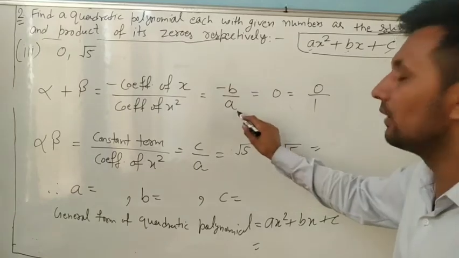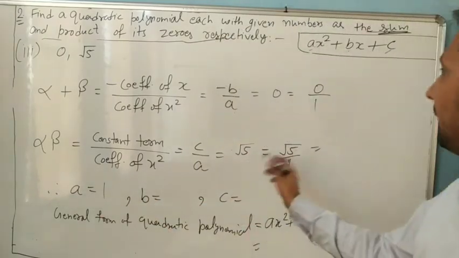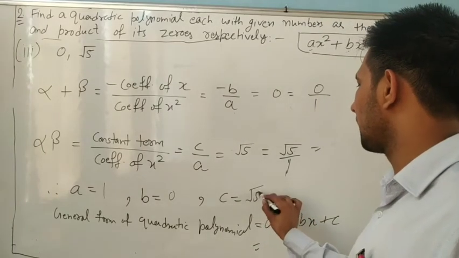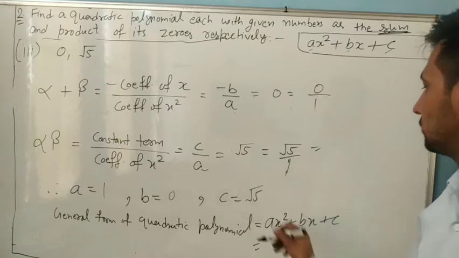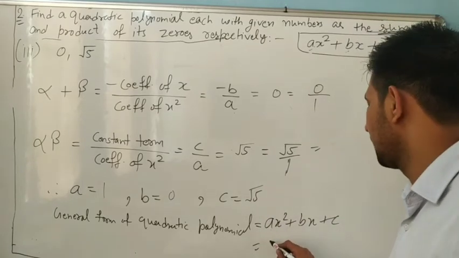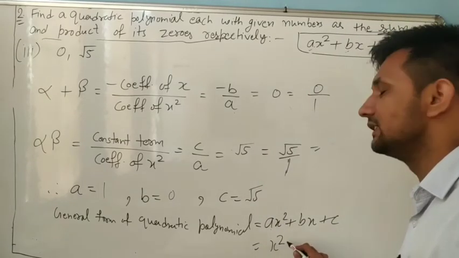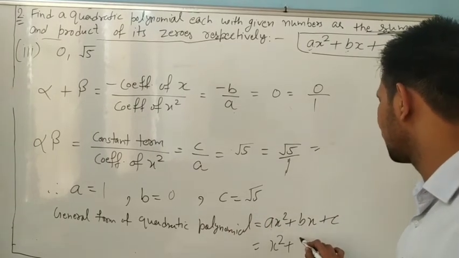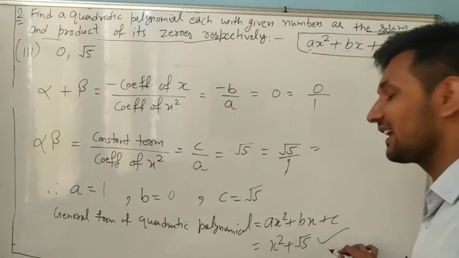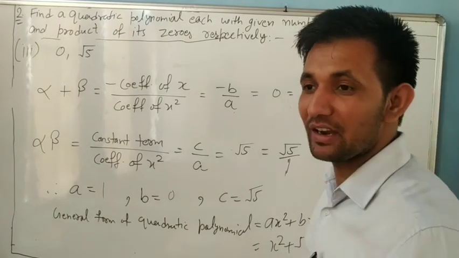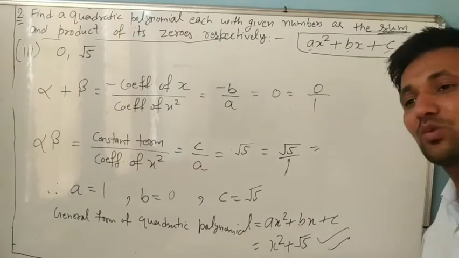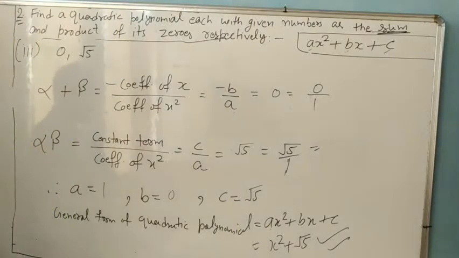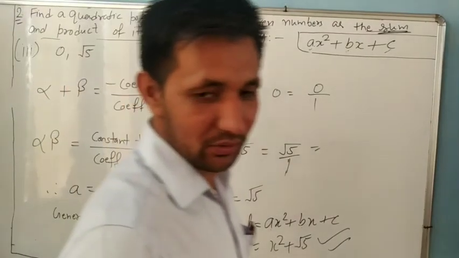So what is the a value? 1. B value? 0. C value? Root 5. And what is the answer? A is 1, so x square, plus b is 0, 0 into x is 0, plus c, plus root 5. It is like the first question, fifth part: x square plus root 5. Understand it? So it is your answer. Any other part? Do you want to ask?